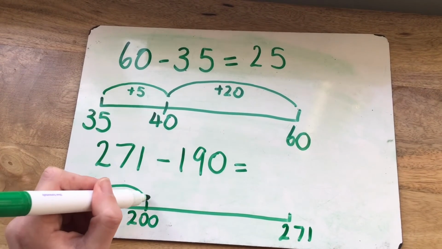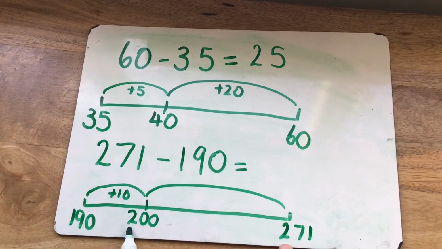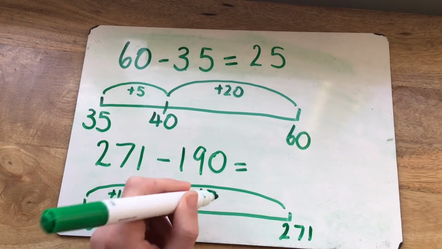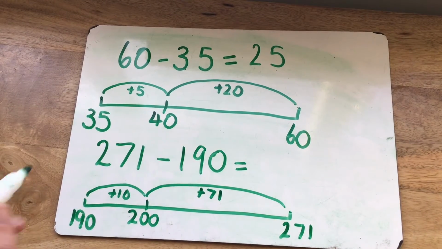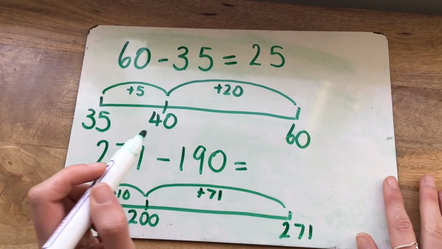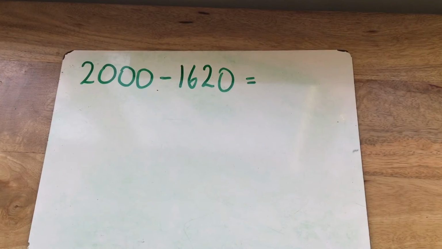Now it's super easy for me to figure out how many more I need. I don't need any hundreds, but I need to add 7 tens and I need to add 1 one. Now remember, this isn't my final answer. I need to add these 2 numbers together. 71, add 10, nice and easy, 81.